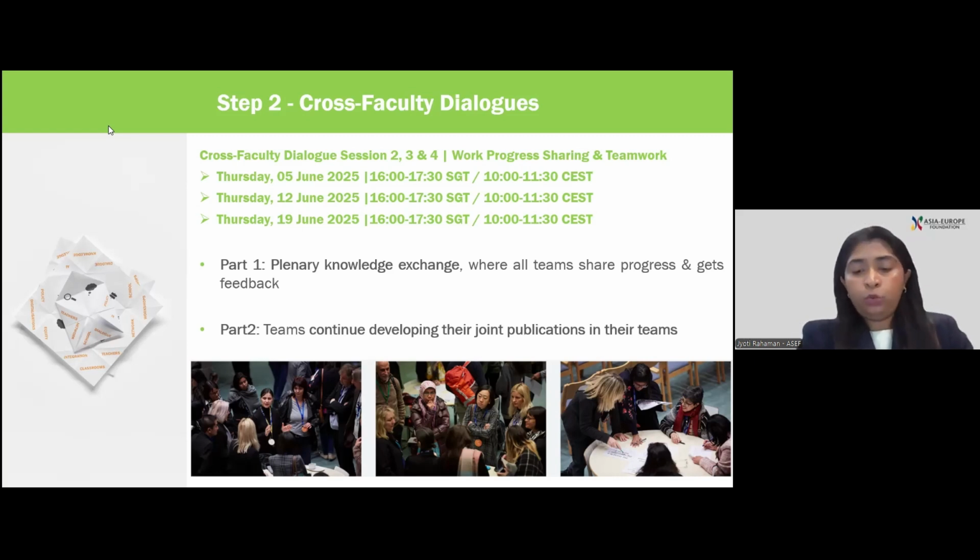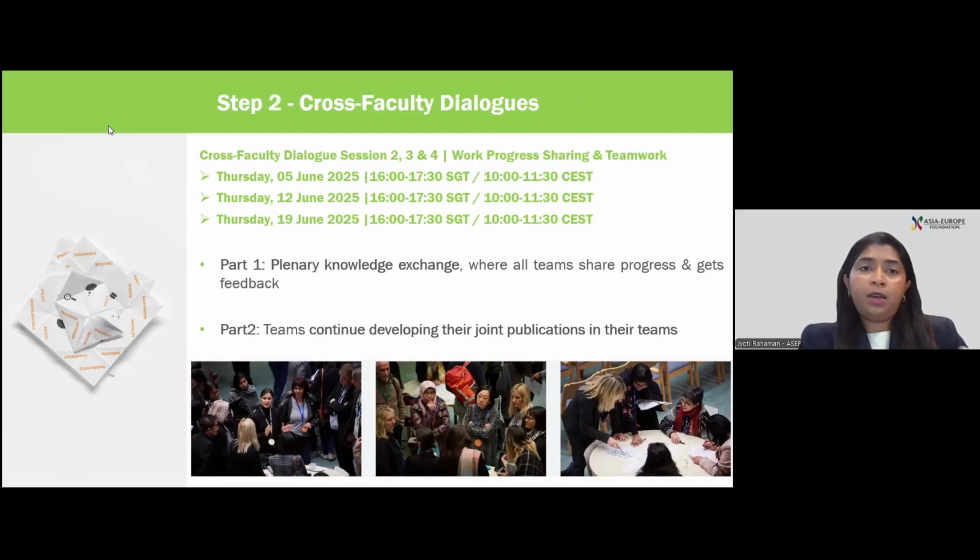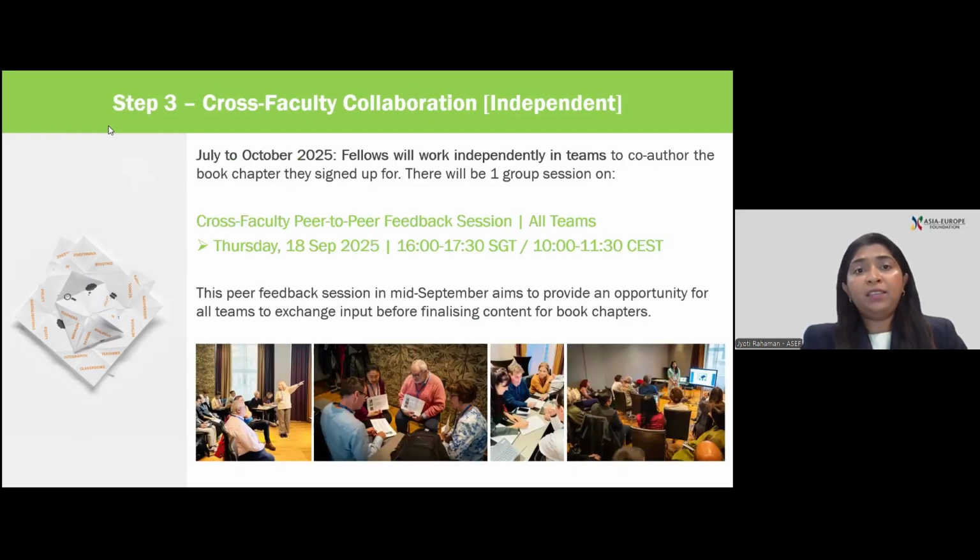And in part 2, we want to give you the flexibility to already think about your work because publication and authoring take time. So I hope that from 5th June onwards, you can already discuss among the team members the topic you would like to address and the chapter that you want to write together. And we will share more information about how this is going to take place. But of course, you have the option for part 2 to have your own sessions with your team members. And then after the last session on 19 June, we will open the independent phase.